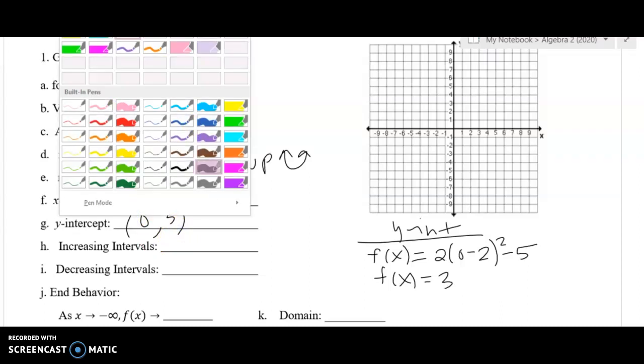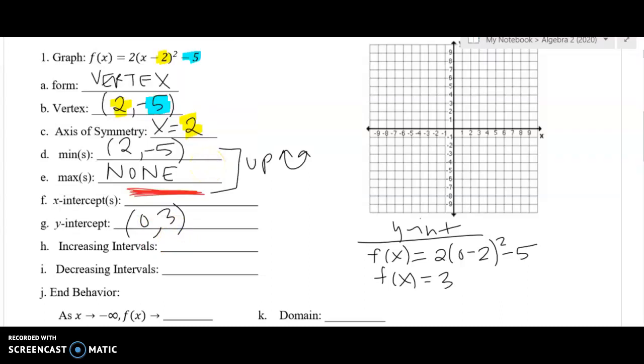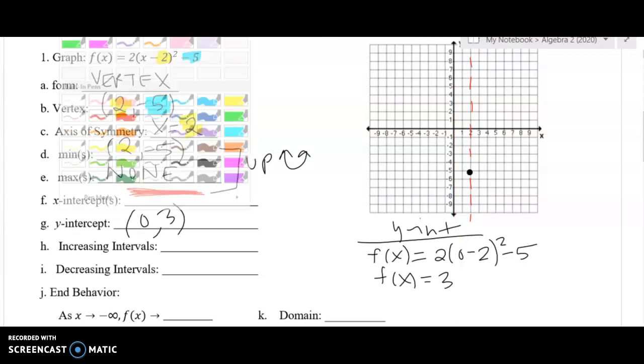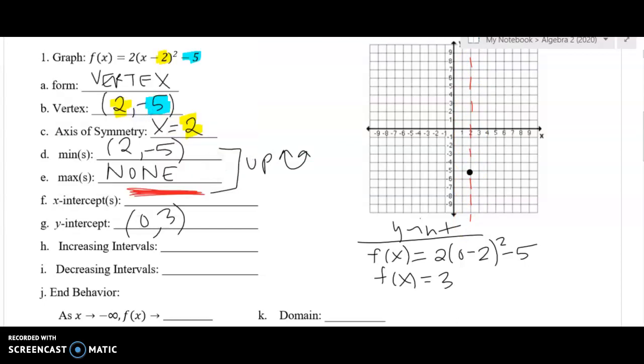And these are really the points that I need, and I'm going to take a moment and put them on my graph. So my vertex is over 2, down 5, so I'll put my dot there. My axis of symmetry is that line that cuts the graph in half, so I'm going to put my red dotted line there. And then I'm going to also put my minimum, that's already on there, and my y-intercept. My y-intercept is at 0, 3. So I put those points on there. I know my graph opens upward, so I know my graph, it's not perfect, but it looks something like that.